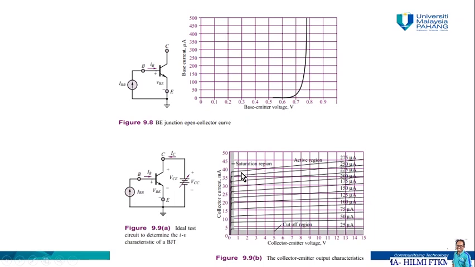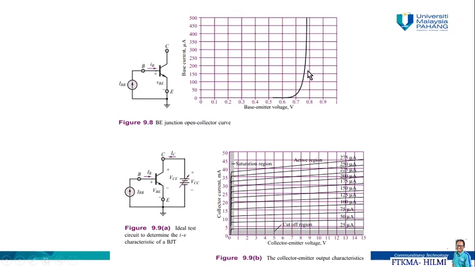Next we have what we call the characteristic of the BJT. In figure 9.8 here, we have a BE junction open collector curve, between the base and emitter. The base current is on the y-axis and the base-emitter voltage is on the x-axis. We can find that after a certain value of voltage, the current at the base is going to increase exponentially.